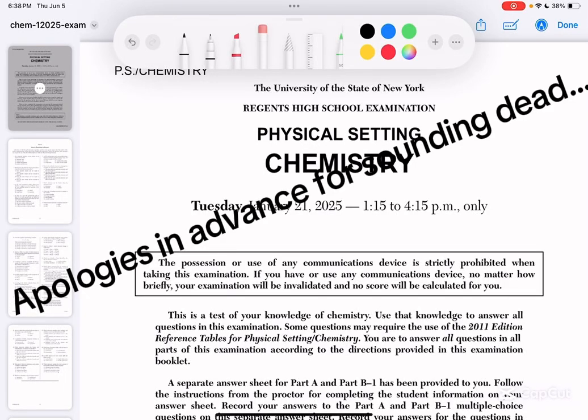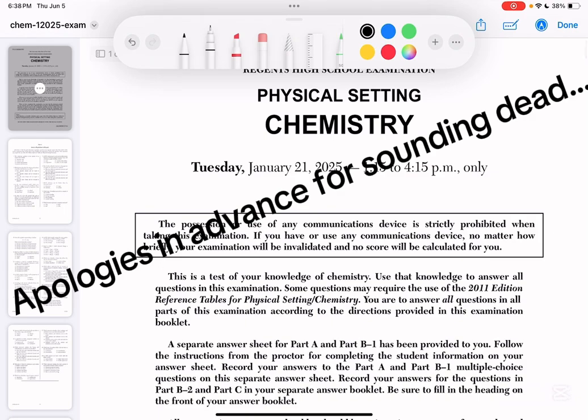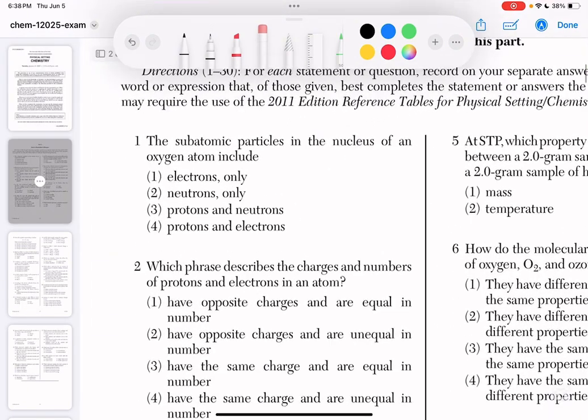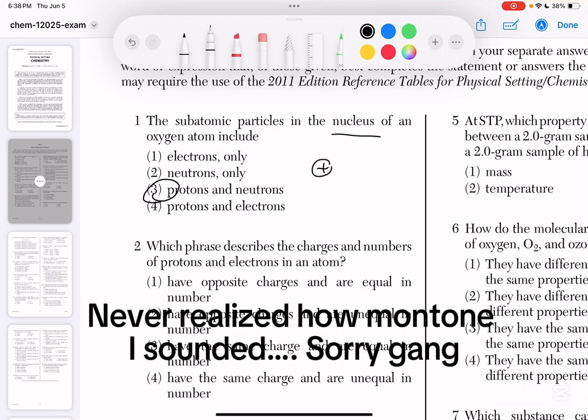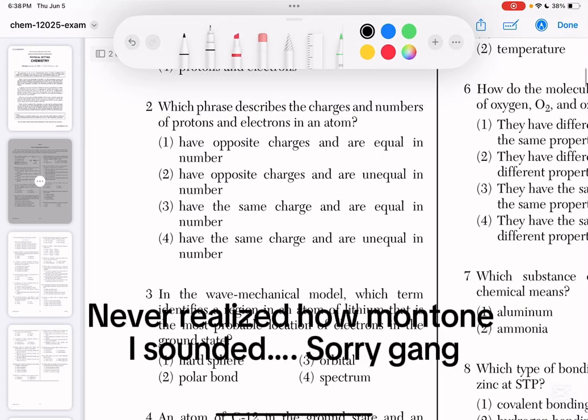Okay, so I'm gonna do the Regents exam from January 2025. Subatomic particles in the nucleus. That's gonna be protons and neutrons. Protons for the charge, neutrons have extra mass and they have no charge.